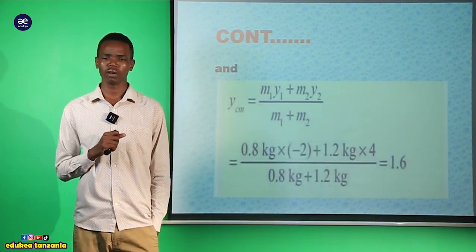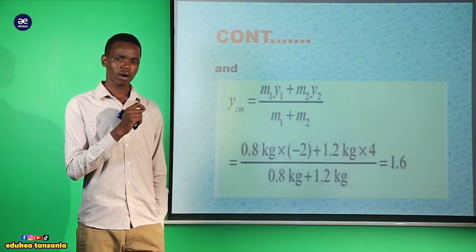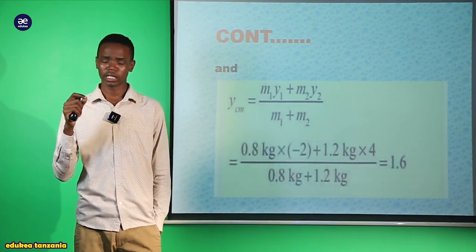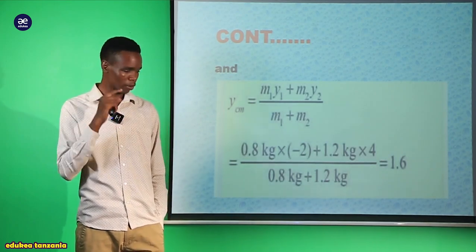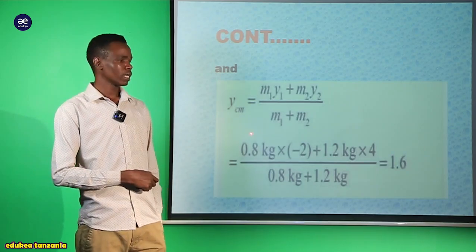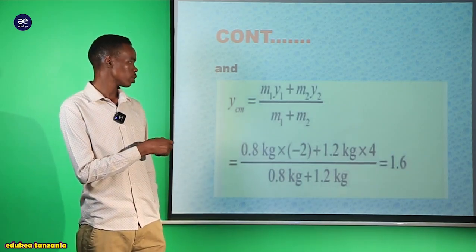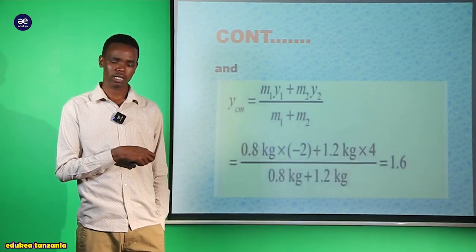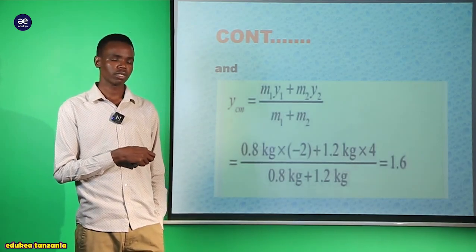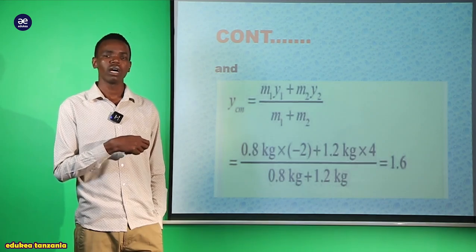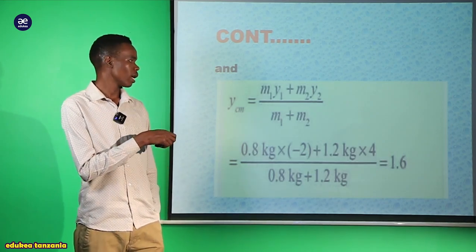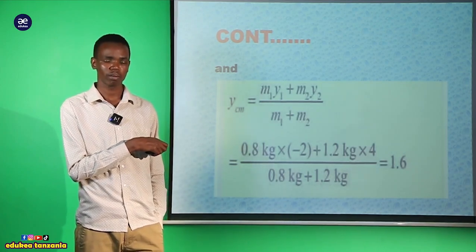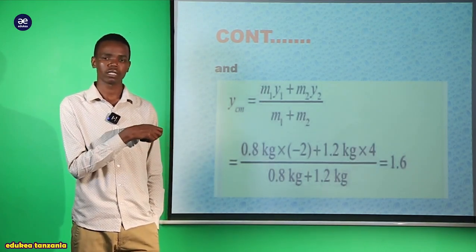But here we have the two particles, so n is equal to 2. Hence we will have mass 1 and mass 2 together with the distances y1 and y2. Therefore, my dear student, our formula is: the center of mass along the y-axis must be equal to mass 1 times y1 plus mass 2 times y2, divided by the summation of the masses, mass 1 plus mass 2.